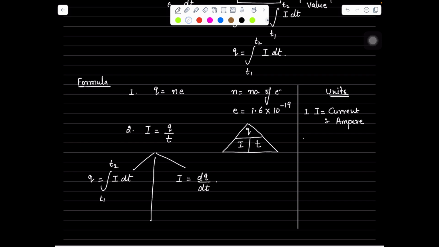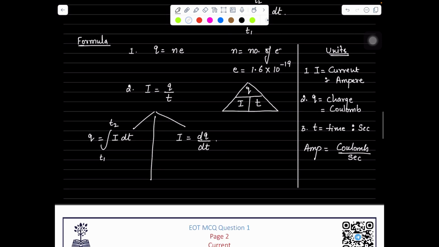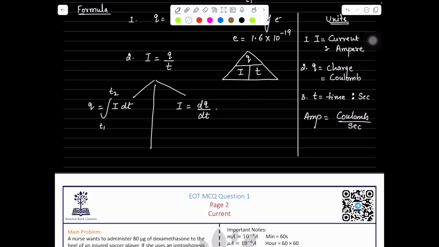Good. Second thing, we have Q, which is equal to charge. So can I say the unit is coulomb? Third is T, time. Time you already know, that is the second. T for time, and the unit is second. So can I say ampere is equal to coulomb per second? Clear, guys?